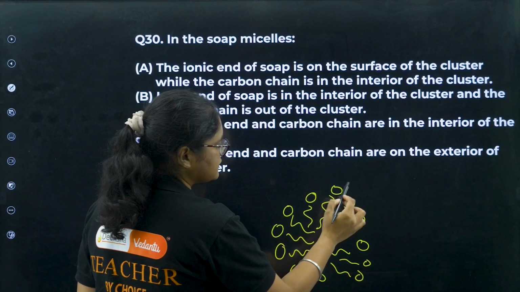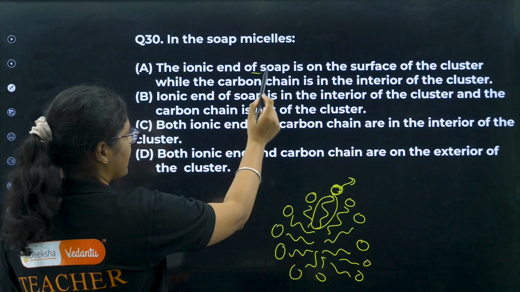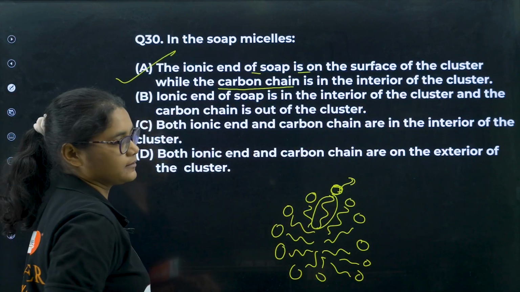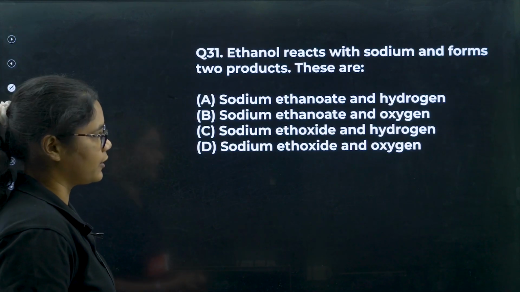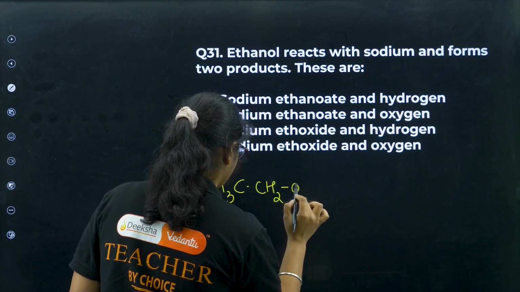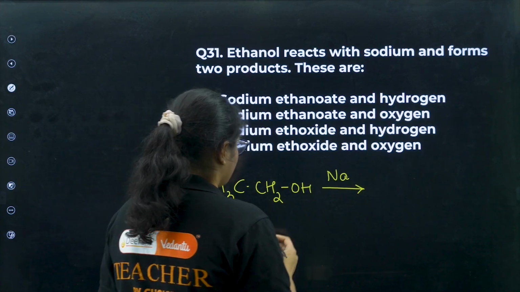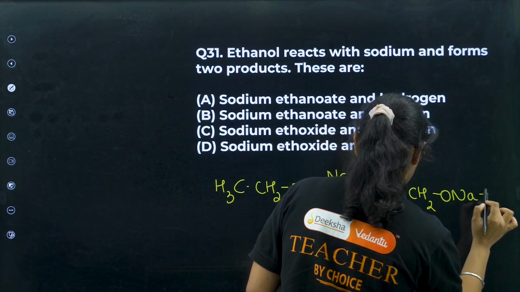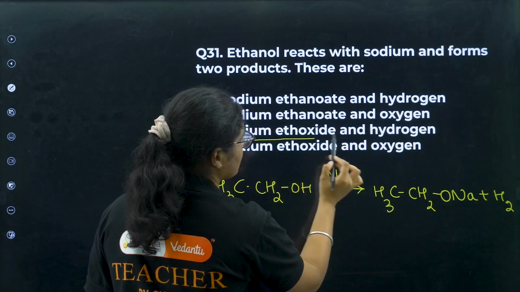Okay, now this one is your ionic part or the hydrophilic part, and this is the hydrophobic part, right? So the ionic end of the soap is on the surface of the cluster, while the carbon chain is in the interior of the cluster. Okay, option number A. Next we have ethanol reacts with sodium and forms two products. These are, so if you have ethanol reacts with sodium, and forms two products, so we have C2H5ONa plus H2. Okay, so it is sodium ethoxide and hydrogen.